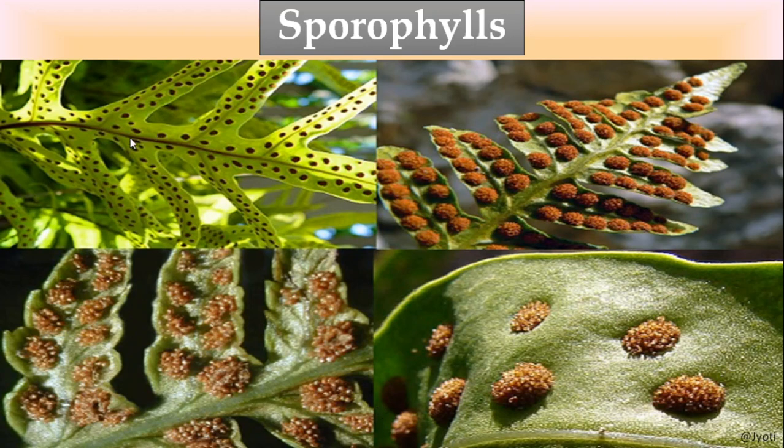So here you can see various types of sporophyll. As I said, the leaf which contains the sporangium is called sporophyll. This is the leaf of a fern. Here you can see the sporangium. Each one is called a sporangium. These are brown patches present on this.